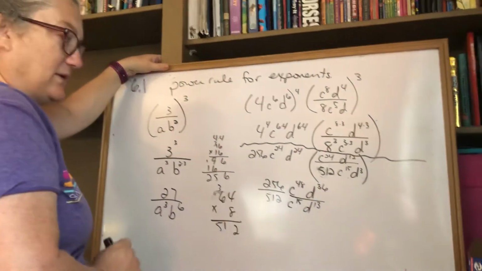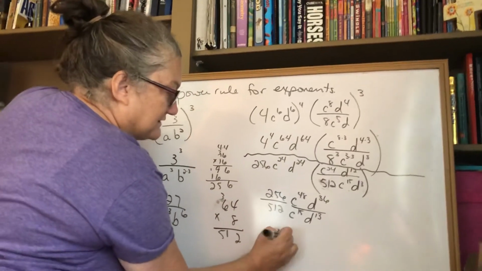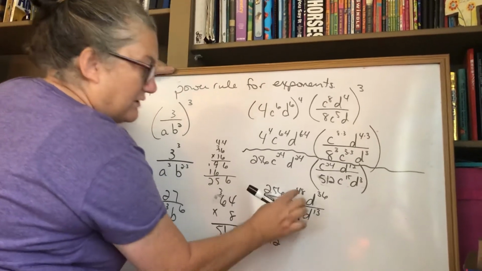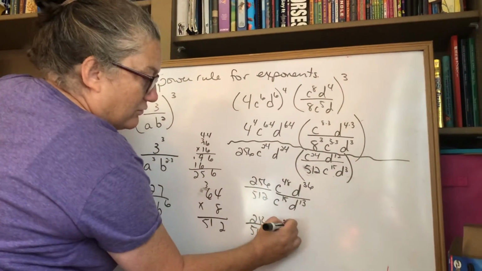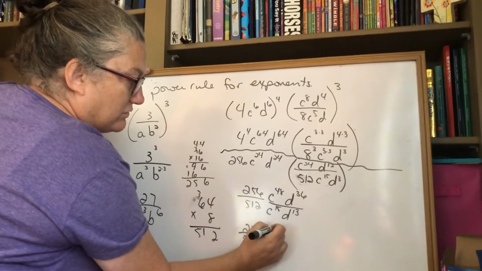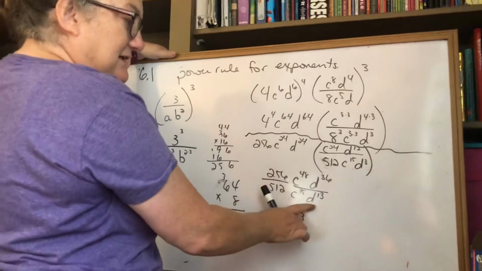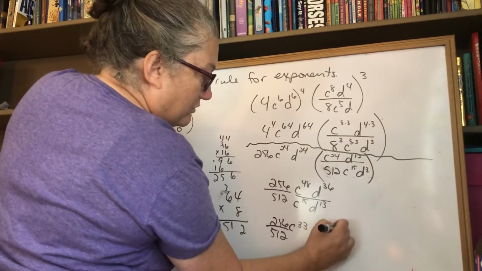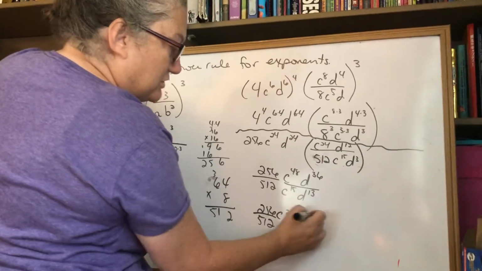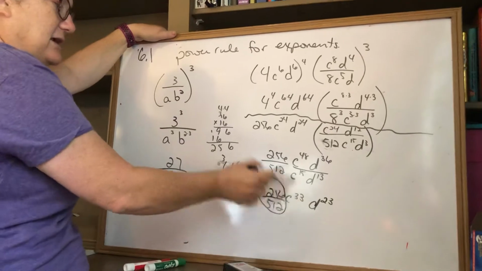So when we divide, we subtract. I'm going to take care of the 256 over 512 in a minute. 8 minus 5 would be 3. 4 minus 1 would be 3. So C to the 33. And D to the 36 minus D to the 3. 6 minus 3 would be 3. 3 minus 1 is 2. So the only thing we have left to simplify is the coefficient right here.